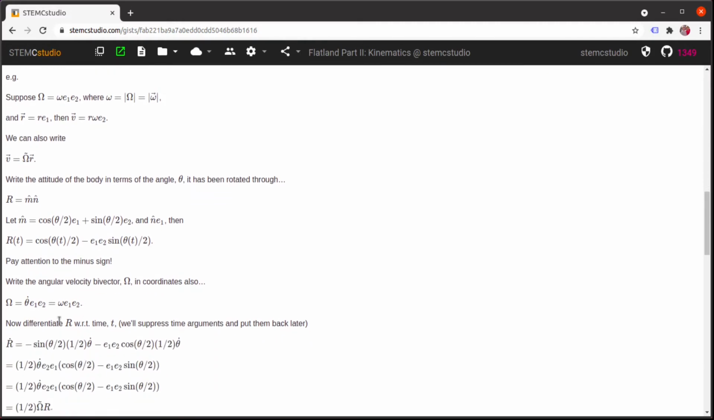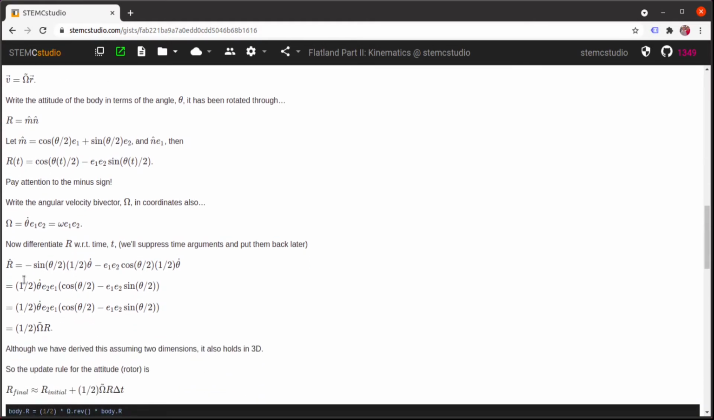Okay, so let's move on a little bit, and we'll look at the angular velocity, and then we'll put all of these together. So the angular velocity bivector is just omega equals, and we're rotating in the plane, so it's just some amount of E1, E2, where omega is radians per second, radians divided by time. All right, so now to derive, we need to find r dot, because if we can find r dot, then we'll have our update equation, okay?